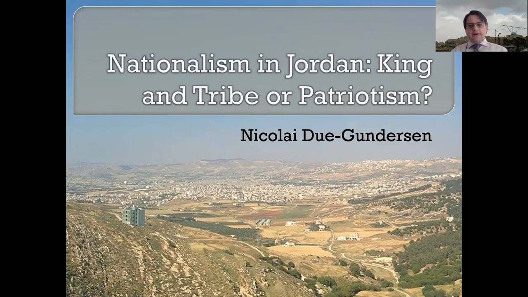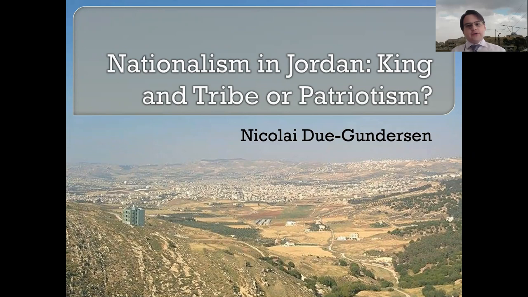Today I want to talk about the Hashemite Kingdom of Jordan, a country where I spent 4 years of my life, fell in love even, worked for various NGOs, and I want to talk about nationalism in Jordan, king and tribe or patriotism. So today's lecture is really going to be focused on what is Arab nationalism within Jordan, how is it constructed, and we're going to look at how Jordan as a country has created nationalism as a form of resistance to an external other, especially.